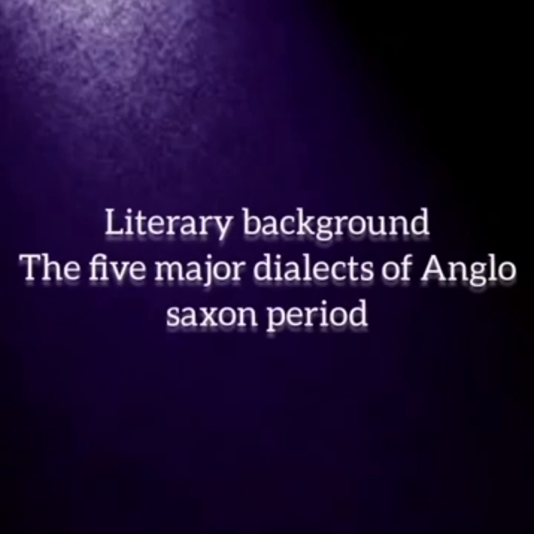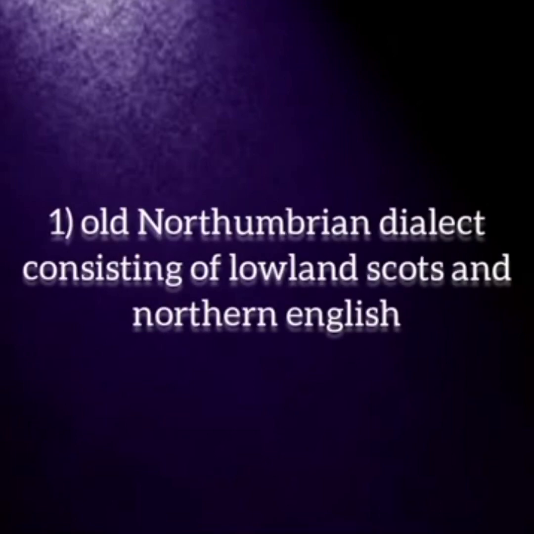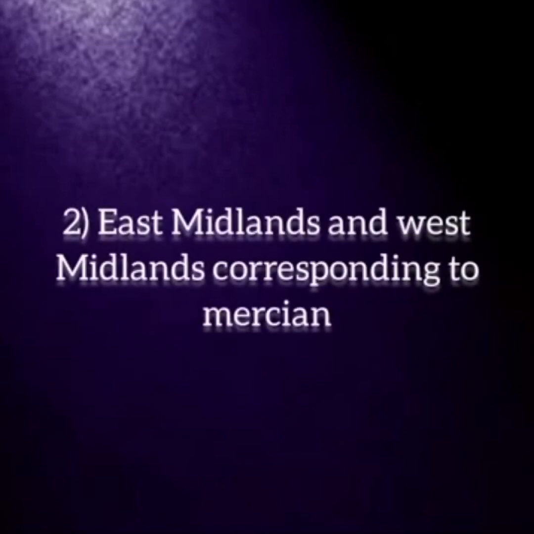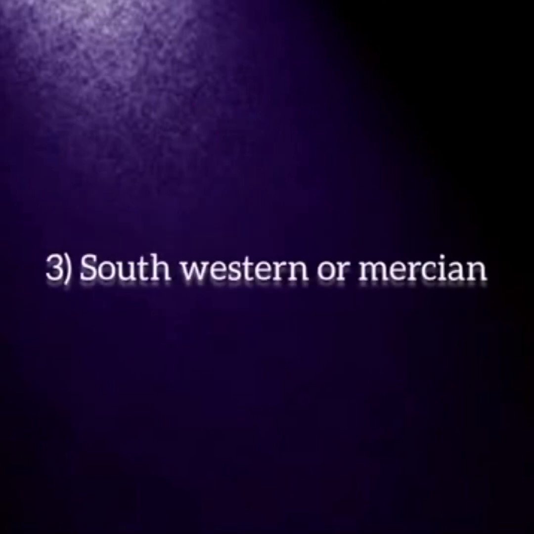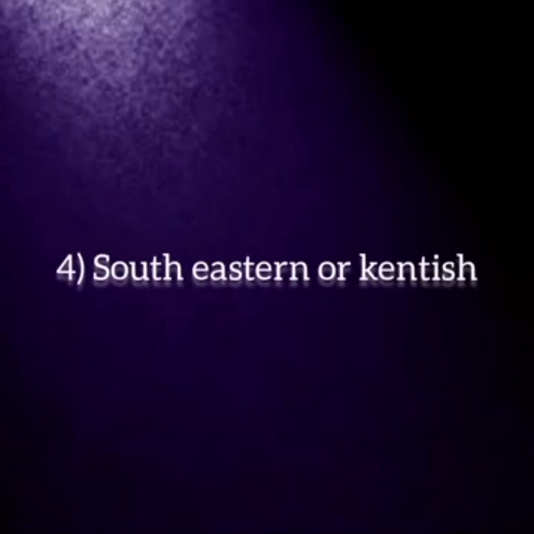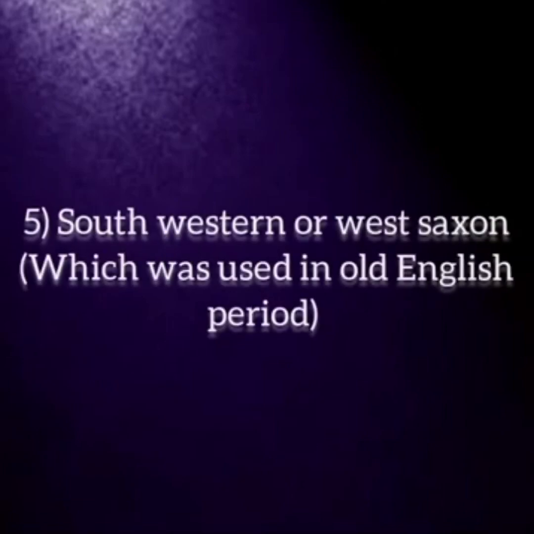The following five major dialects of the Anglo-Saxon period continued to develop. First, the Old Northumbrian dialect, consisting of the lowland Scots and Northern English. Second, East Midlands and West Midlands, corresponding to Mercian. Third, Southwestern or Mercian. Fourth, Southeastern or Kentish. Fifth, Southwestern or West Saxon, which was used in the Old English period.